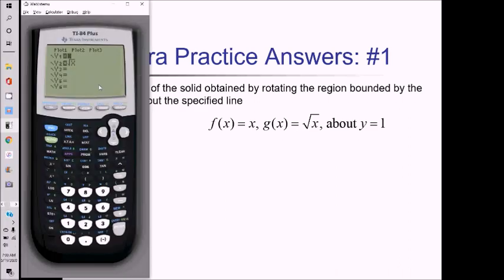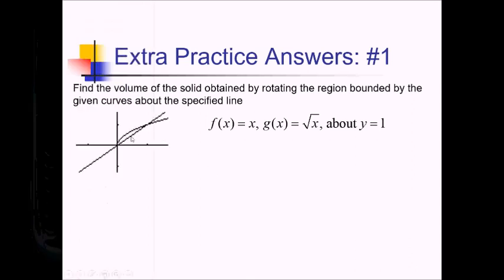So here I am in my y equals. I've got y1 equals the f function, and y2 is going to be the g function. If I graph these out, let me use a window from -2 to +2 and zoom fit that, because I know these intersect at the very least at the origin, and pretty close to the origin for the other intersection point. So there's basically what we're looking at, and the axis of revolution, y equals 1, is this horizontal line up here. So now I have to revolve this region around this horizontal line.